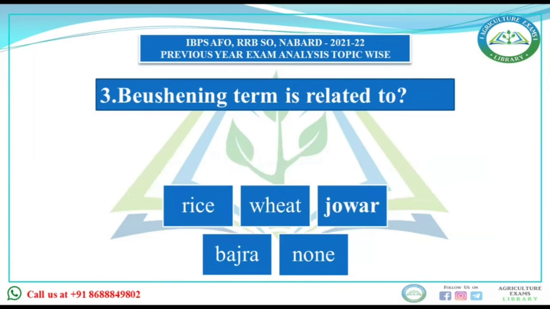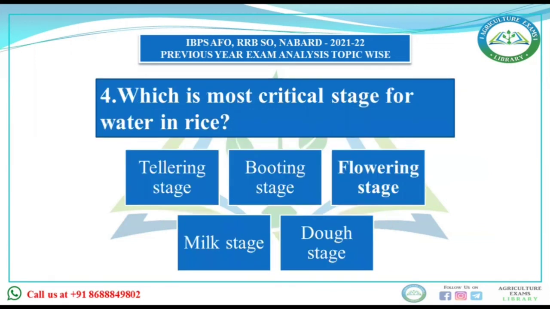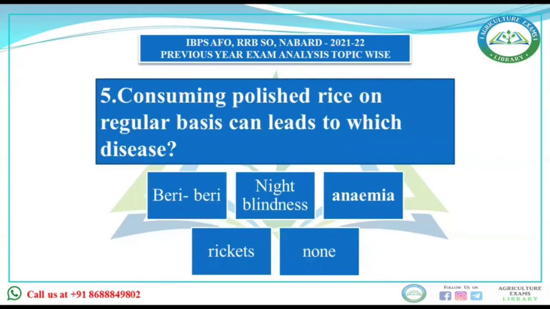The term bunding is related to, of course, you know, we have talked about rice, so the answer is rice. Okay. Which is the most critical stage of water in rice? Chilling stage, booting stage, flowering stage, milk stage, dough stage. Already I told you it's the booting stage. Consuming polished rice on a regular basis can lead to which disease? Beriberi, night blindness, anemia, rickets, none. Already I told you this, that vitamin B, especially thiamine, is lost, and that leads to the disease beriberi.